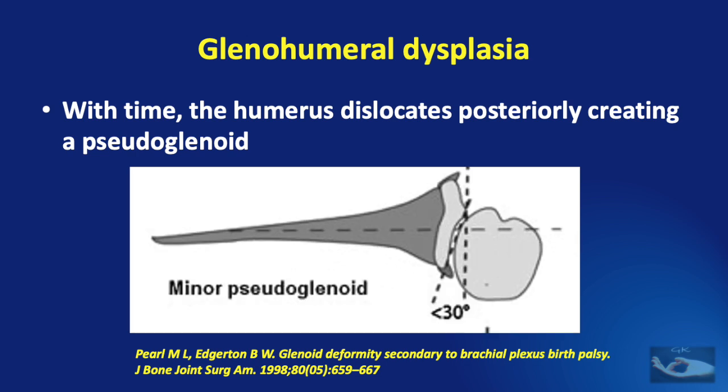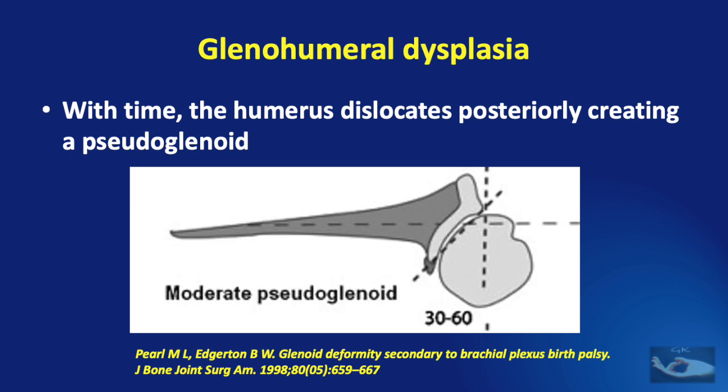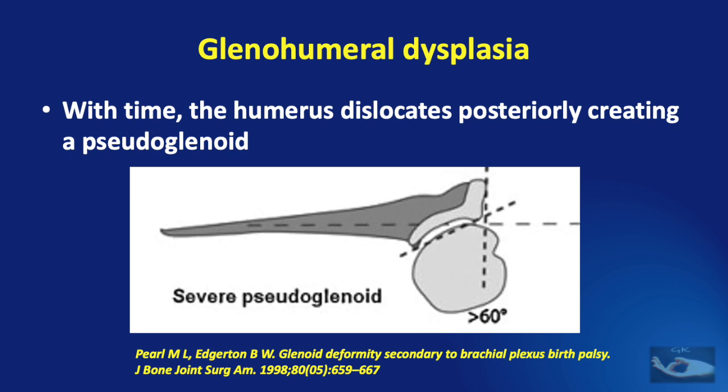This pseudoglenoid may be a minor pseudoglenoid where the angle of glenoid version is less than 30 degrees, moderate pseudoglenoid when the angle is between 30 and 60 degrees, and severe pseudoglenoid when the glenoid version angle is more than 60 degrees. In this position, the humeral head is almost articulating with fibrous tissue over cortical bone.